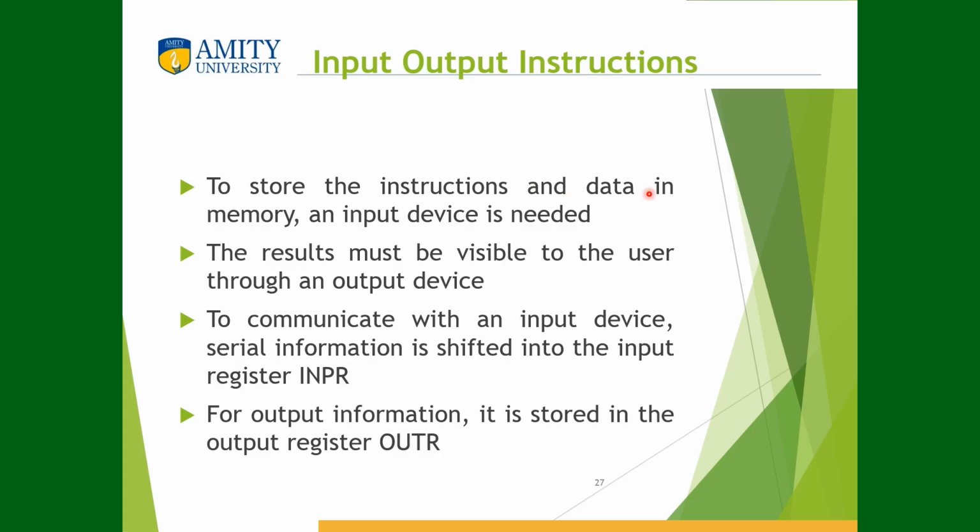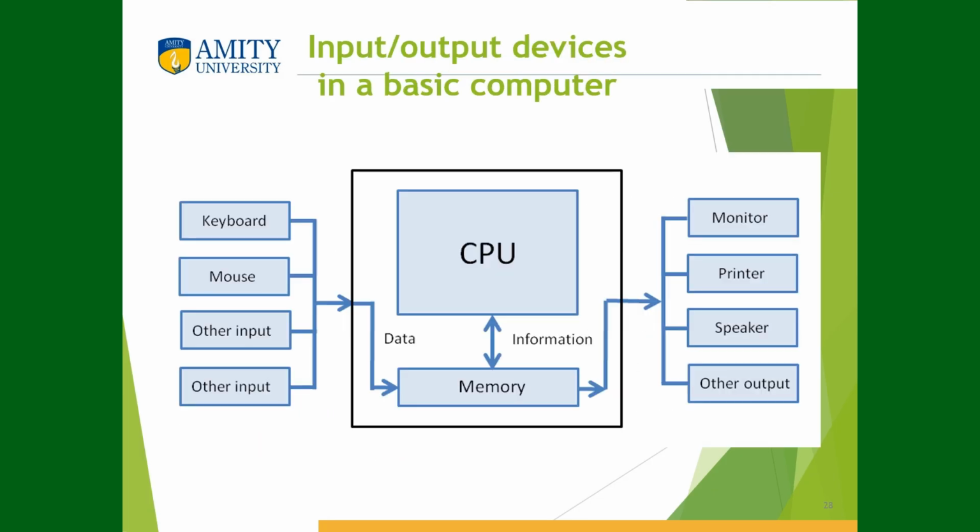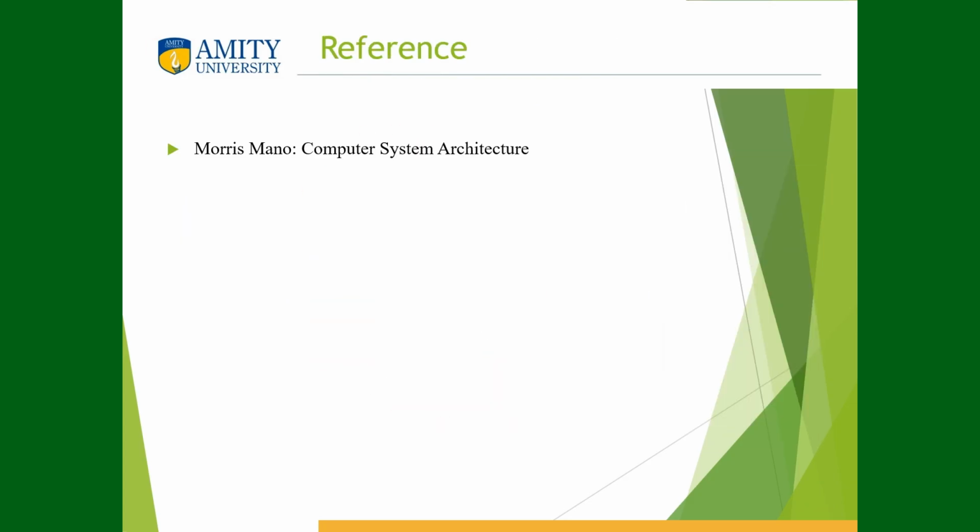To store the instructions and data in memory, an input device is needed. The results must be visible to the user through an output device, which causes the need for an output device. To communicate with the input device, the information is shifted into the input register, and for output it is used in the output register. This is the basic hierarchy. Thank you and see you in the next lecture.